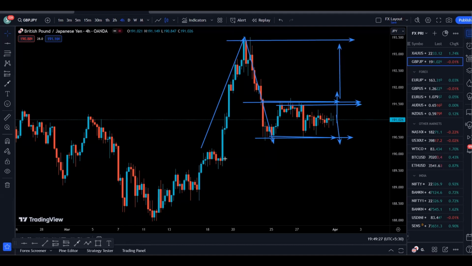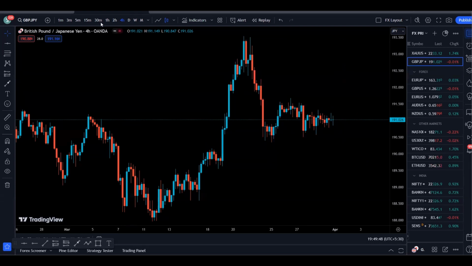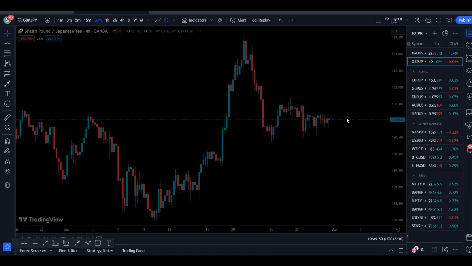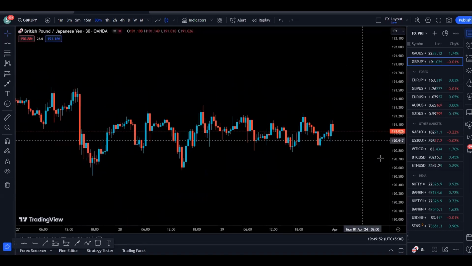But below this support, because we know that after creating a high the price is retracing to the downside, we have clean range on the left hand side until here. So if you get a 4-hour candle close below the support, we anticipate the price to come down to the next support, which is right here, and continue this retracement to the downside. So that is something on the 4-hour time frame. Now let's go to the 30-minute time frame to find exactly what is happening.